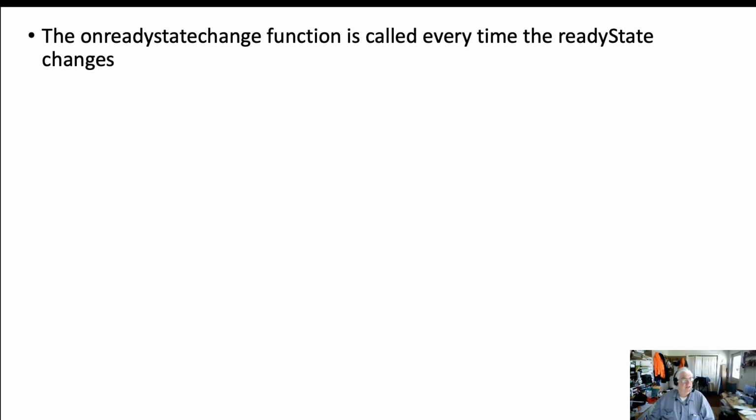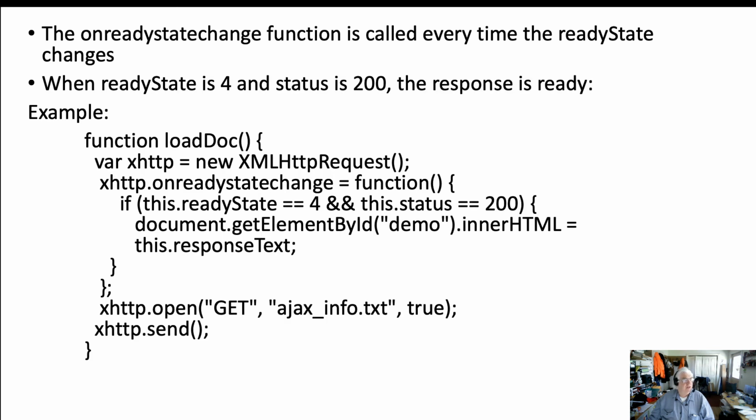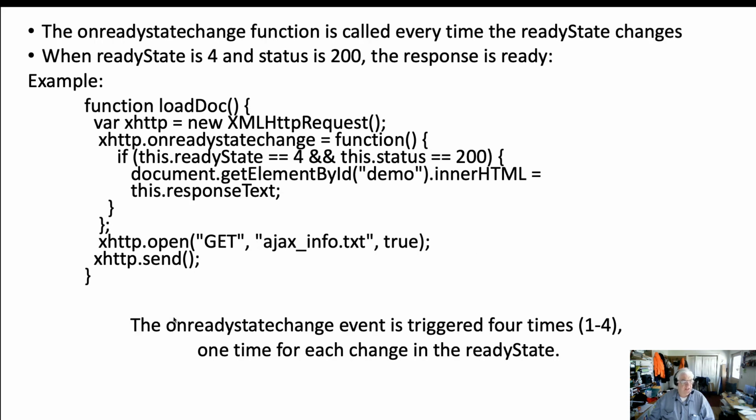The onreadystatechange function is called every time the ready state changes. And when readyState is 4 and the status is 200, the response is ready. And so that's why you're going to see a lot of if readyState equals 4 and the status is 200, then do something. The onreadystatechange event is triggered 4 times. Each time it goes up: 1, 2, 3, and 4.